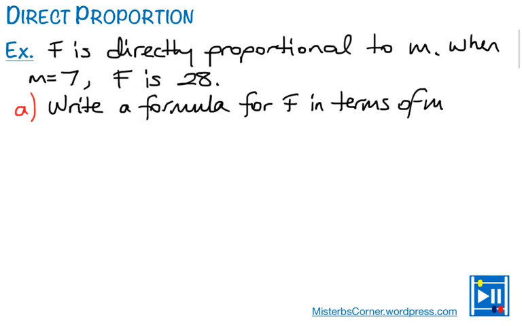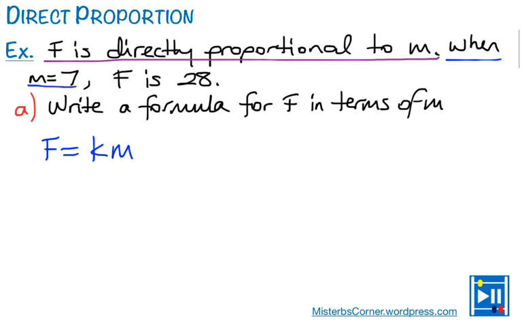Right, in this example it says F is directly proportional to m. Now this must be mentioned in one way or another, right? Here we are given that F is directly proportional to m. This means I have to write such a formula: F equals K times m.